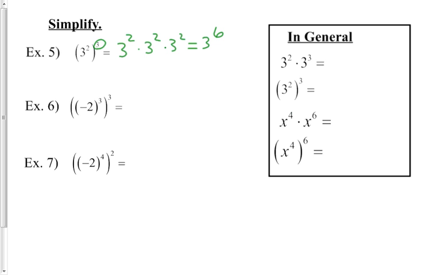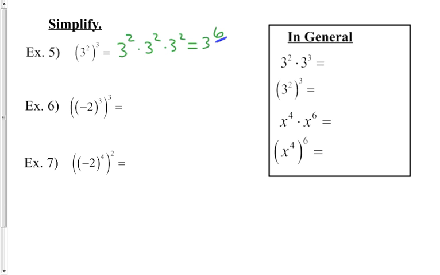So notice, what did you do with your exponents here? We had 3 squared raised to the 3rd power. Powers to powers, you multiply. 2 times 3 is 6. So we got that exponent of 6 up there. Let's take a look at example 6.